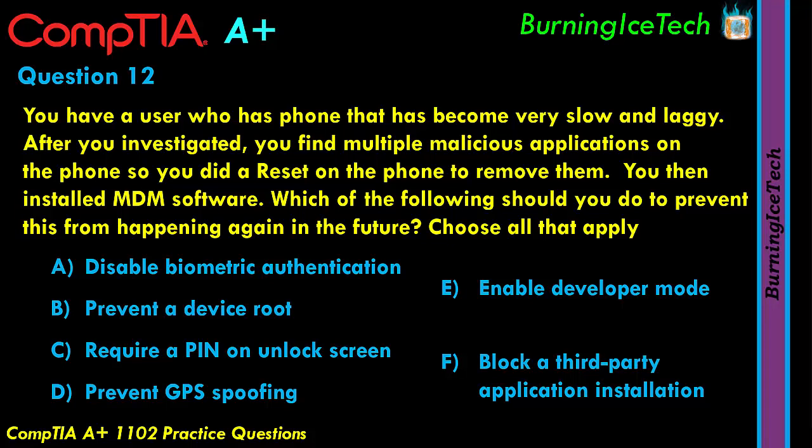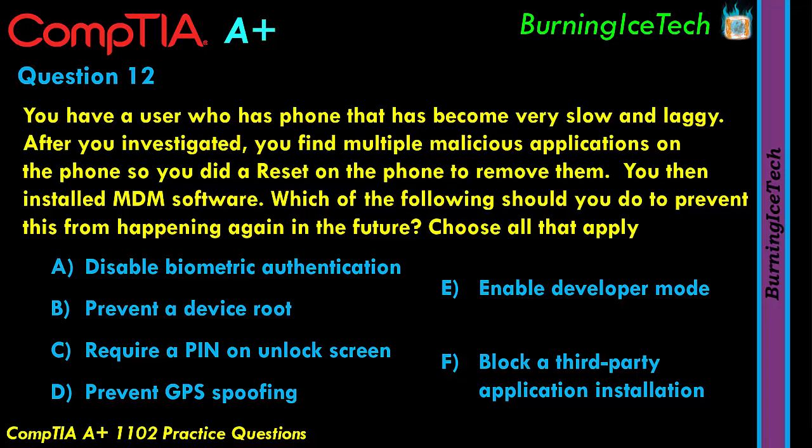C says require a PIN on unlock screen. No, that's the same as A. You're just forcing the person to authenticate that they are who they claim to be. But once they provided the PIN, you're not going to stop them from installing an application. So it's not C. D says prevent GPS spoofing. So we want to prevent the users from pretending to be in a location that they are essentially not. That's not going to stop it. So yeah, great. Let's say we have stopped them from pretending to be somewhere they're not. It's not going to stop them from installing the applications.